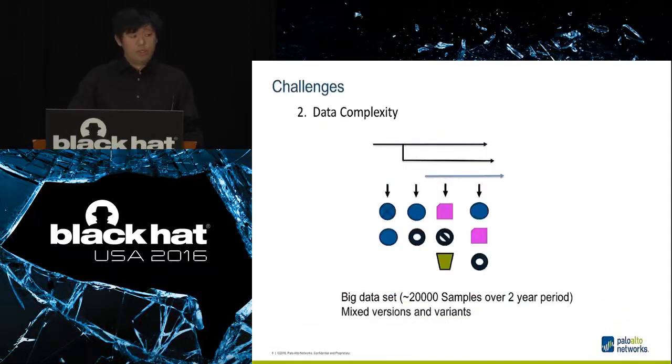The second challenge is the data complexity. We have a large big data set, 20,000 samples over a 2-year period. Also, at the same time, we may have different versions and variants mixed together. Data complexity makes our work harder.